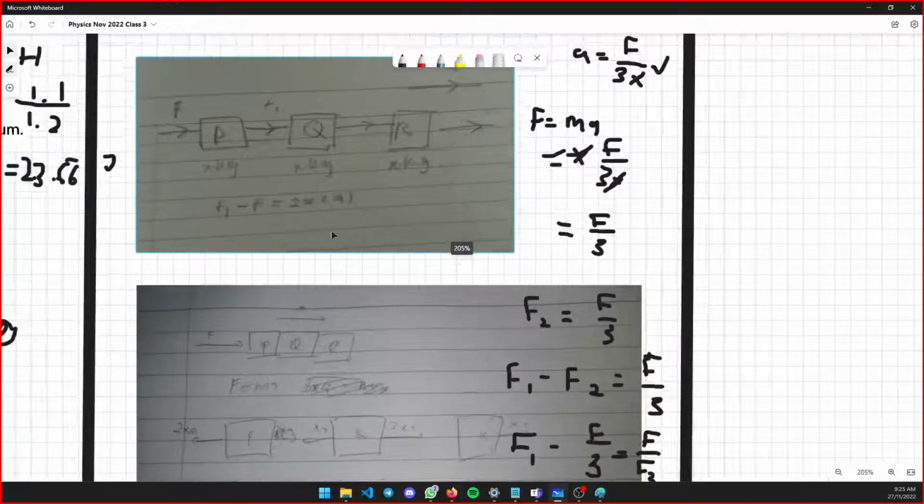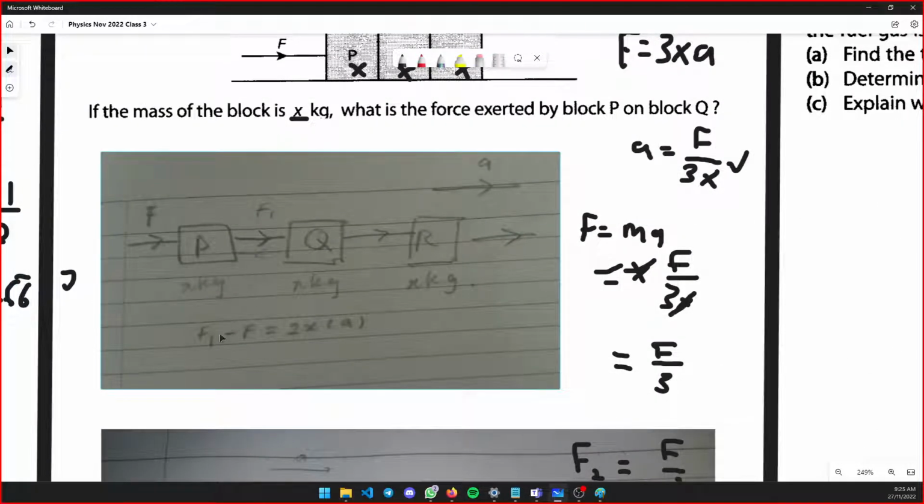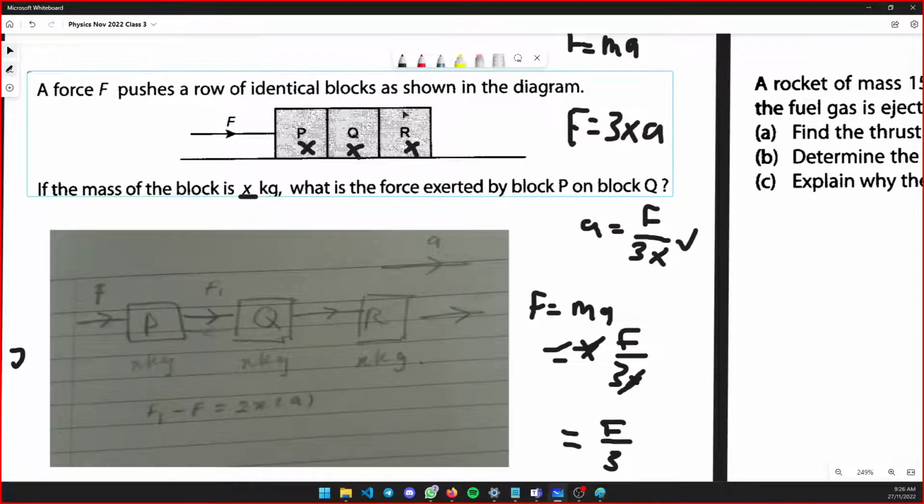You guys did the string technique. F1 minus F. You guys are doing something, but missed the point a bit, I think. You can ignore this part because they only ask about block Q. What are they asking? What is the force exerted by block P on block Q? You don't have to calculate the R block. I don't have to calculate the R block. Only the force exerted by block P on block Q.